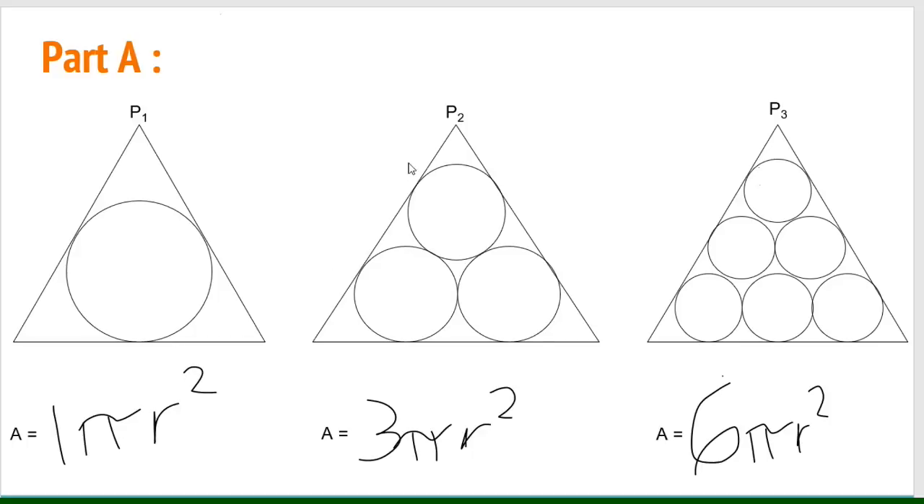For P sub 2, we have 3 circles. We multiply that by the area of the circles, which is pi r squared. So 3 times pi r squared. In P sub 3, we have 6 circles. Multiply that by pi r squared.